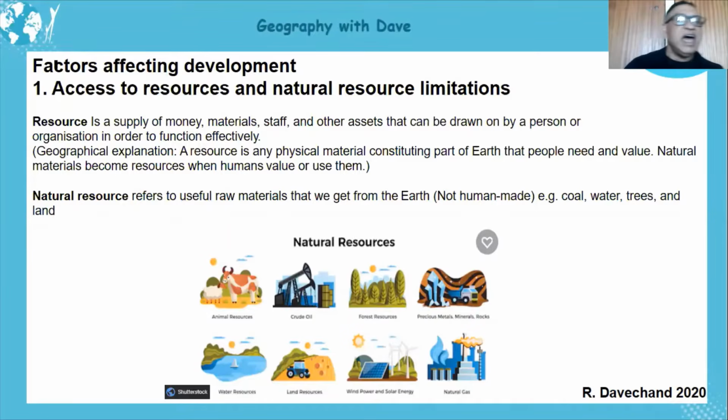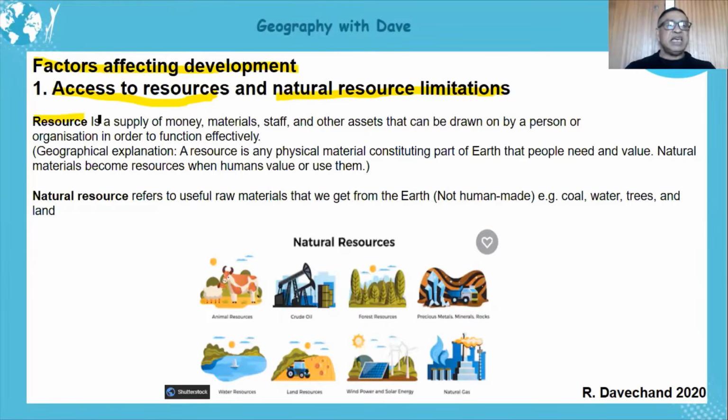So factors affecting development. Let's look at the first one: access to resources and natural resource limitations. You know what I always like to do, I always like to do a baseline. The baseline is we need to know what a resource is and the types of resources. One good thing, learners, is that later in your curriculum you are going to cover resources again. So it's nice to see a linkage between the different sections, and you've already revised it in this section. There are positives all around, but the baseline: what is a resource?